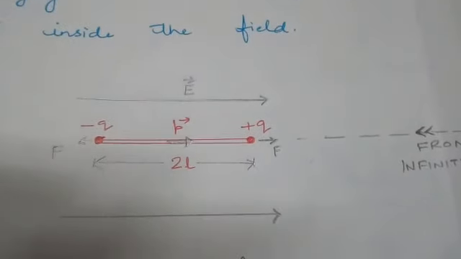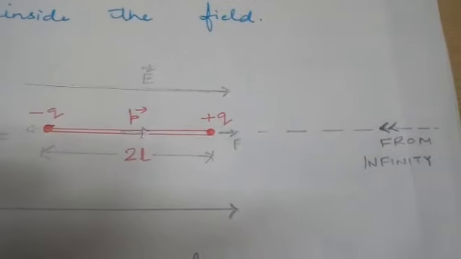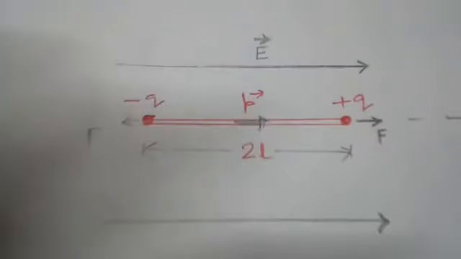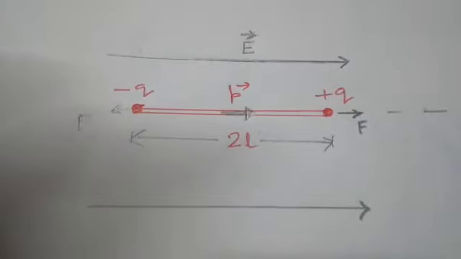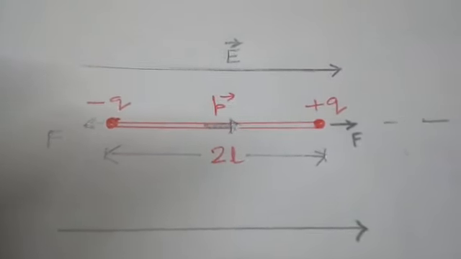Let us see the diagram. So this is the diagram of a dipole, familiar diagram. This dipole has been brought from infinity and it is placed in the electric field E. The electric field here is just shown by two lines on the upper and lower part of the dipole.